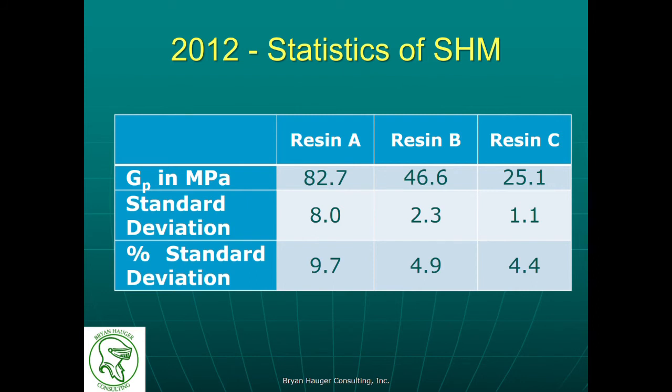If that data is excluded, then the standard deviation for resin A is reported to drop to just 4.4% of the average value. So for the sake of simplicity, let's just consider that the standard deviation for strain hardening modulus is approximately and uniformly 5% of the value of strain hardening modulus. Remember that value, as we will return to it soon.